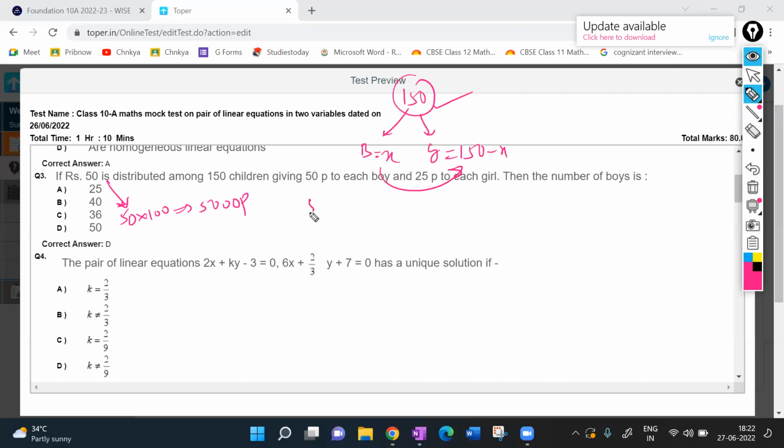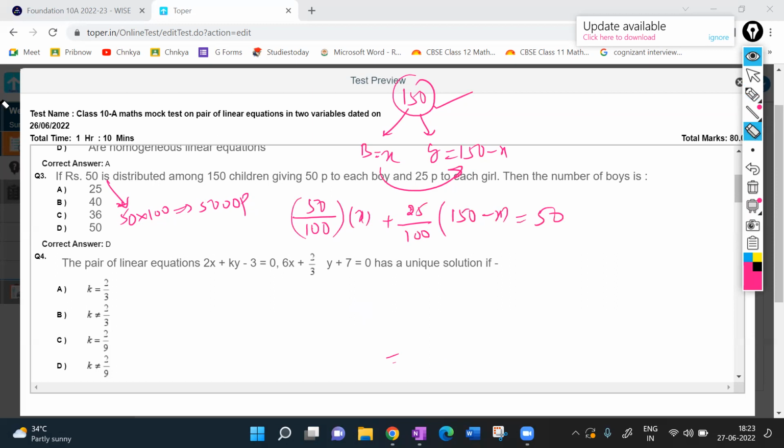Correct? So 50 paisa is given to x boys and 25 paisa to 150 minus x girls. The total amount is 50 rupees. From this I'll get the x value, and from that you can find the y value very easily. Isn't it, guys? Correct? This is the basic method you can solve it by.